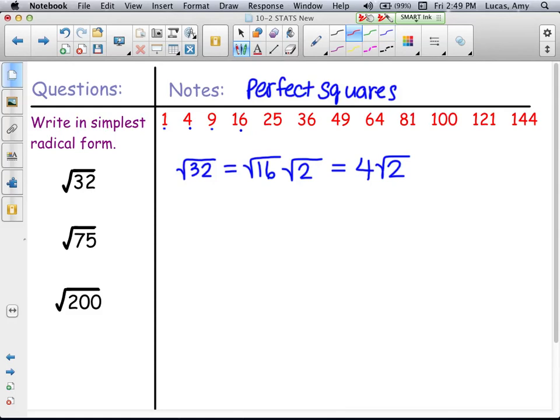The next one, I have the square root of 75. So to factor this one, I look at the list across the top, and for this one, I am going to use 25. 25 is the largest perfect square factor of 75. 75 is 25 times 3, so the square root of 75 is the square root of 25 times the square root of 3. 25 is the perfect square. The square root of 25 is 5, so my final answer is 5 times the square root of 3.